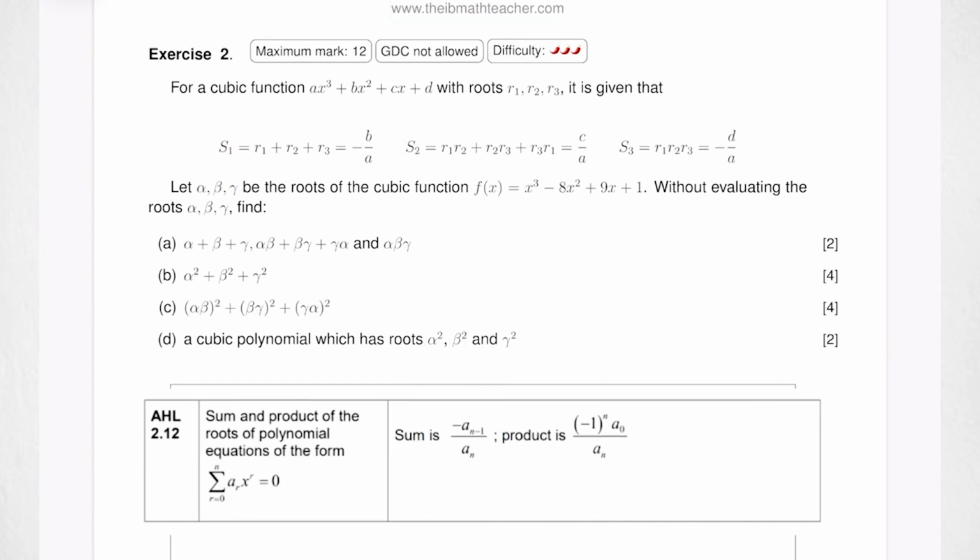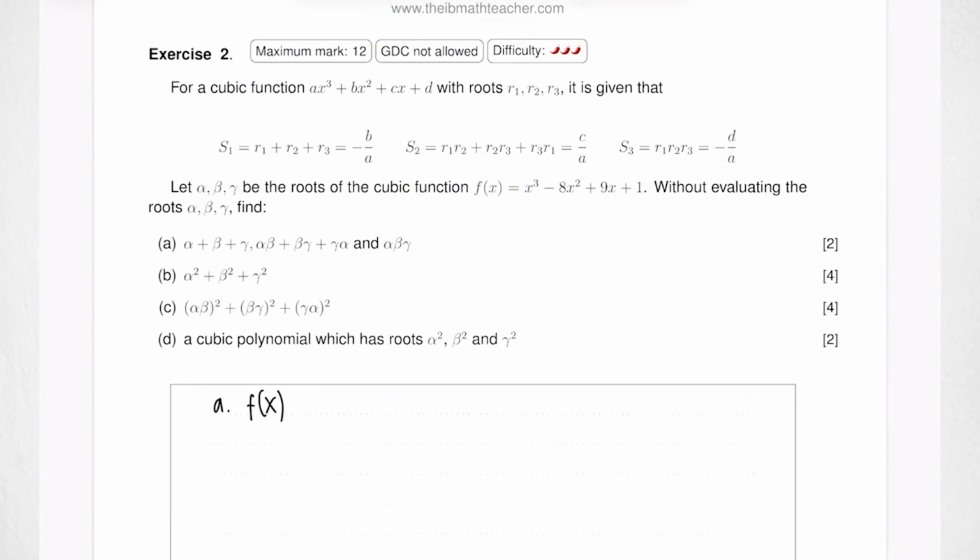It was also labeled S2, the product of the roots 2 by 2, which is c over a. And now S3, which is the product of the roots, is negative d over a, which we knew also all along that it's negative 1 cubed. So in this case, negative 1 times the constant, which is in our case d, over the coefficient which multiplies x cubed, which is a. So negative d over a.